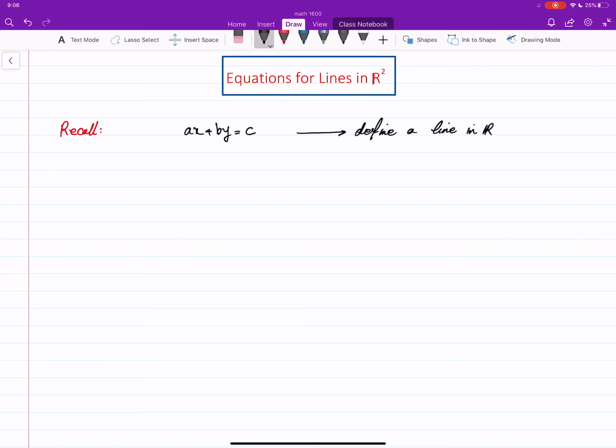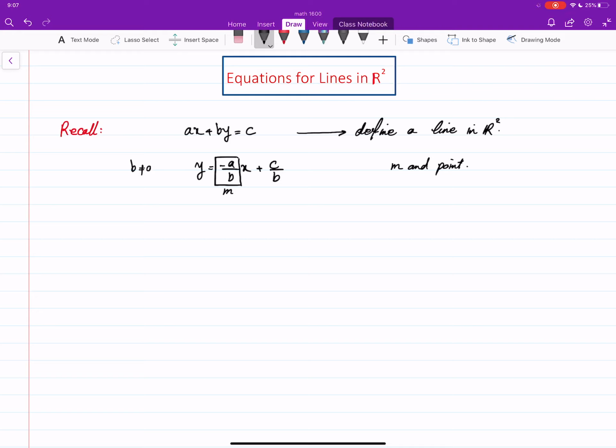in R2. And if you're a little bit lucky, you can rearrange this equation and write it as y equals minus a over b times x plus c over b. And this can happen only when b is non-zero. And this number here is the famous slope, usually denoted m. In calculus and pre-calculus, we always say that if you have m and a point, you can write these equations. This one is called slope-intercept form. The other one is called general form.